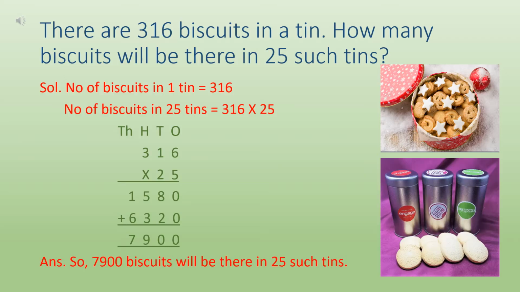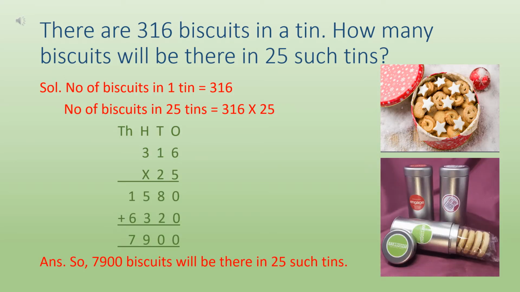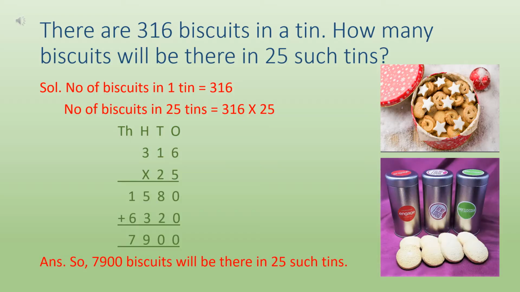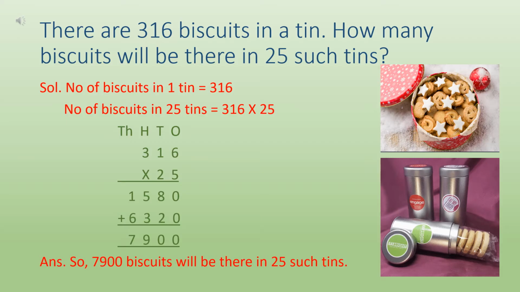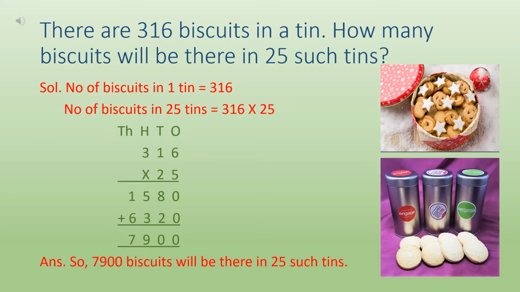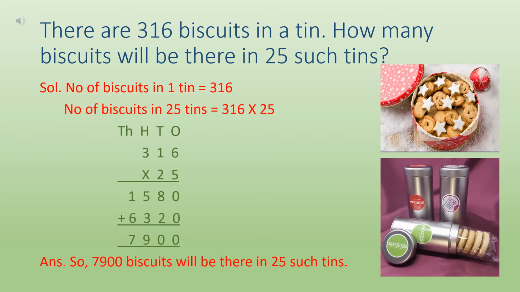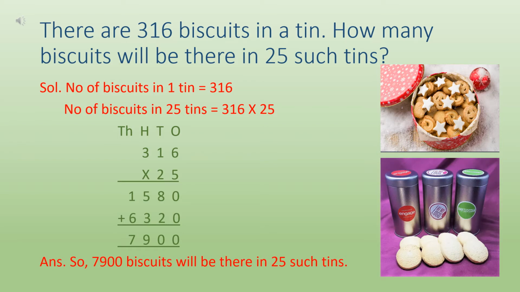Now 3 is present in hundreds place. So we will multiply 5 by 3. 5 threes are 15. So after multiplying 316 by 5, we got 1580, which is our first product. Now next we will multiply 316 by 20.